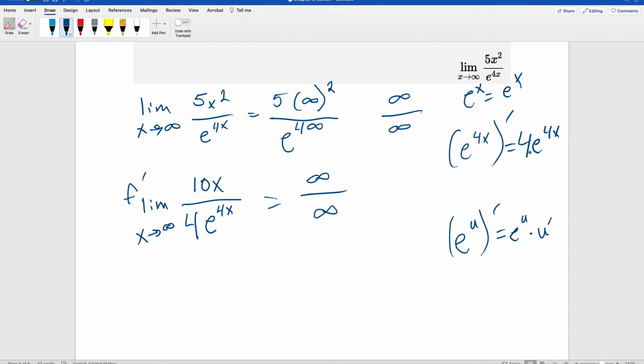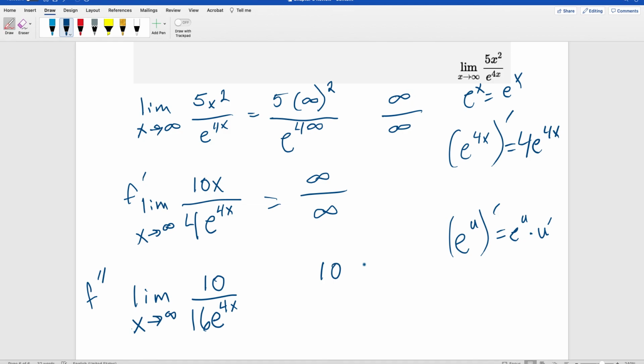Good. So let's do this again, and you'll see we're going to get something else, right? The derivative of 10x is 10. The derivative of 4e to the 4x is now going to be e to the 4x with another 4 coming down, so we get 4 times 4 in front, so 16. And again, now let's check the limit. So this was the second derivative. We can check the limit as x goes to infinity. What happens to 10 as x goes to infinity? It stays at 10 because it's a constant, right?